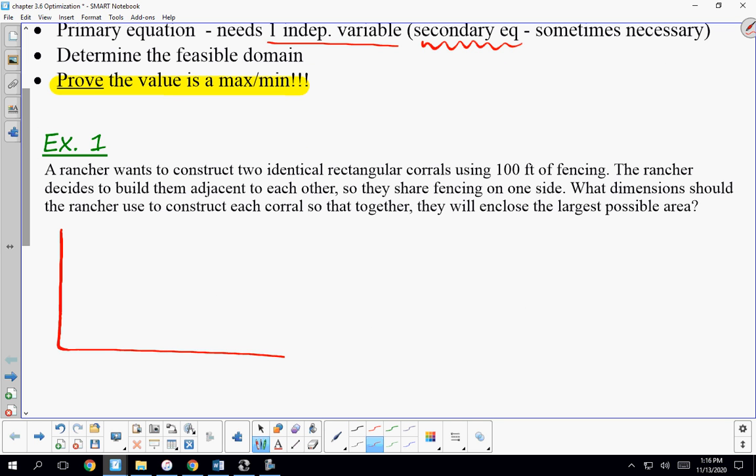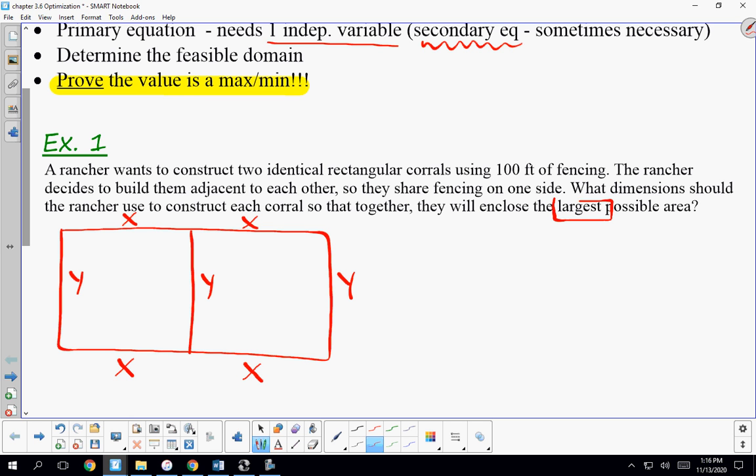And hopefully you just read that we have two identical rectangular corrals. We don't know the dimensions of either one. So I'm going to go ahead and call that guy X, which means this is also X. And we end up having 4 of those. My vertical distance is going to be called Y. And when you read this, the word in this problem that tells us we're going to do calculus is largest. And so that indicates that I need to find the maximum of an area equation.